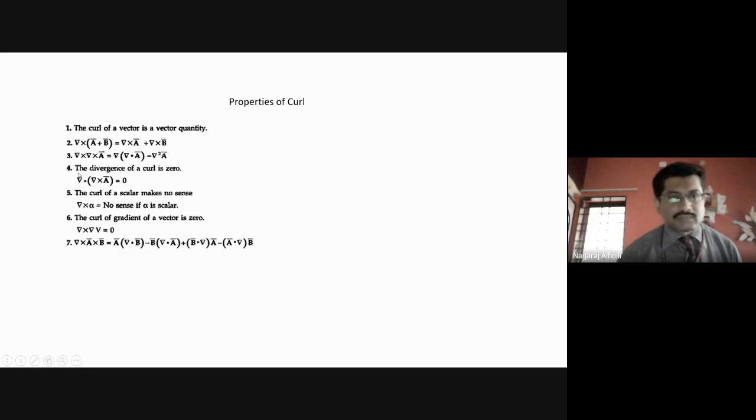Then the divergence of a curl is 0. If you take divergence of the curl of a vector, it is always equal to 0. Then the curl of a scalar makes no sense. If you take del cross alpha, right?